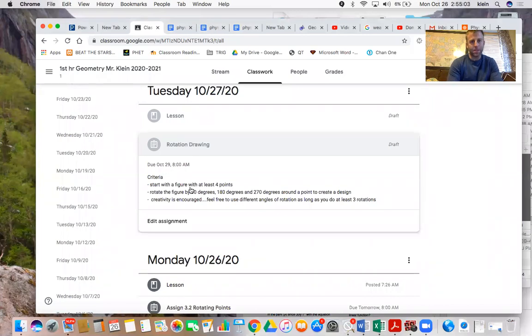Start with at least 4 points on a figure, like a shape. Rotate it by 90, 180, 270 around a point to create a design, okay? Basically, you're going to rotate that shape 3 times. If you want to go a little above and beyond, you can make it more creative. You could use different angles, say 60 and 120, to get more shapes. You don't have to go by increments of 90.